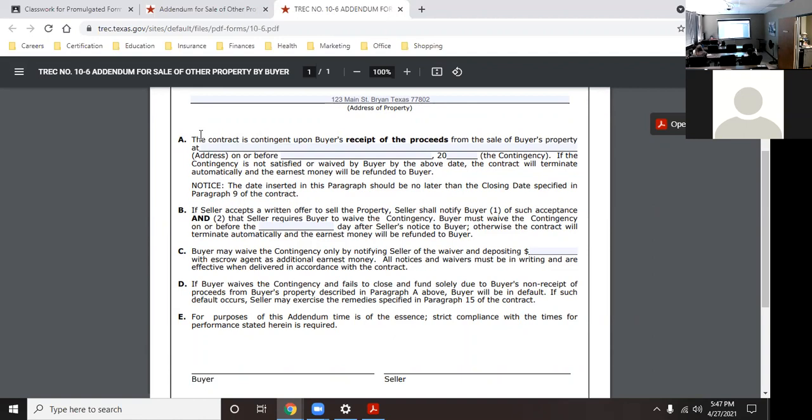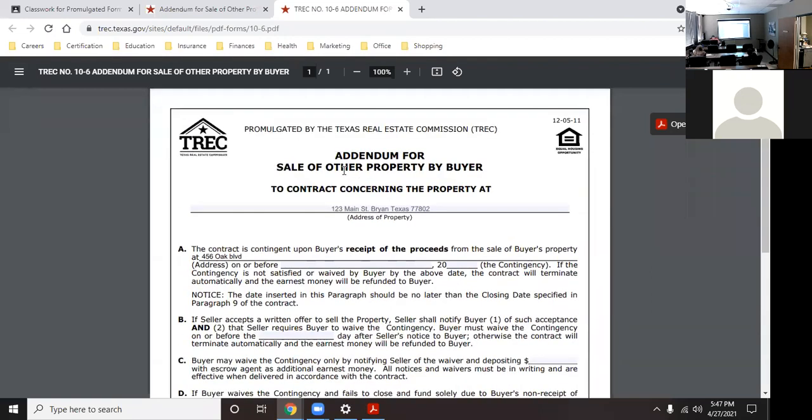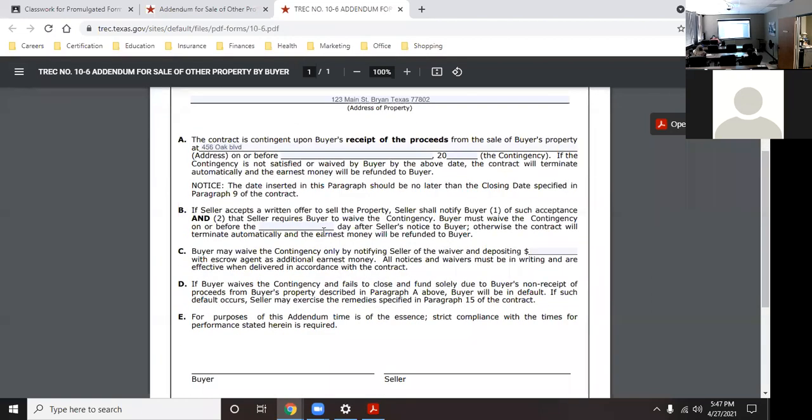So this is paragraph A: the contract is contingent on the buyer's receipt of the proceeds from the sale of the buyer's property at, and this would be, just say that. Okay, so you're selling your house at 456 Oak Boulevard. You're basically saying that this contract that I'm signing for 123 Main Street is contingent on my sale of my current house at 456 Oak.